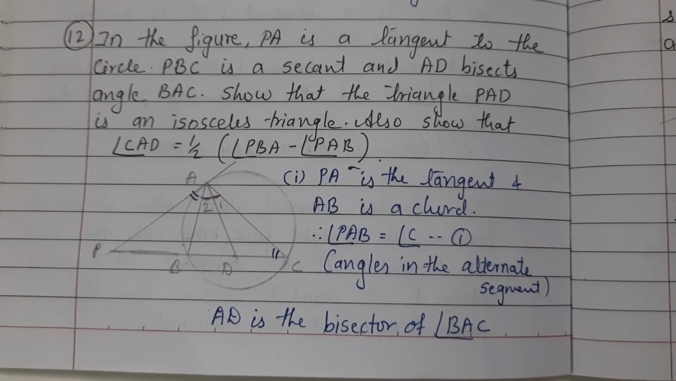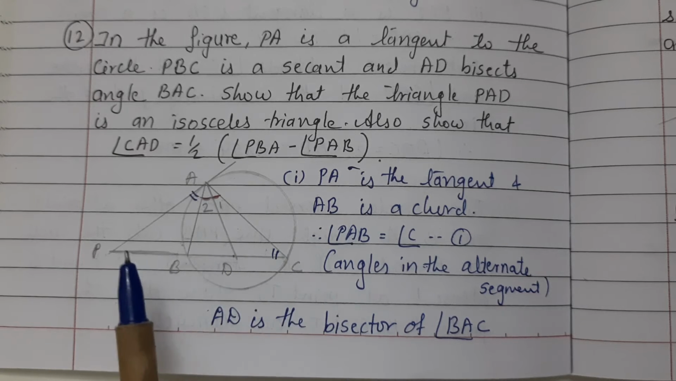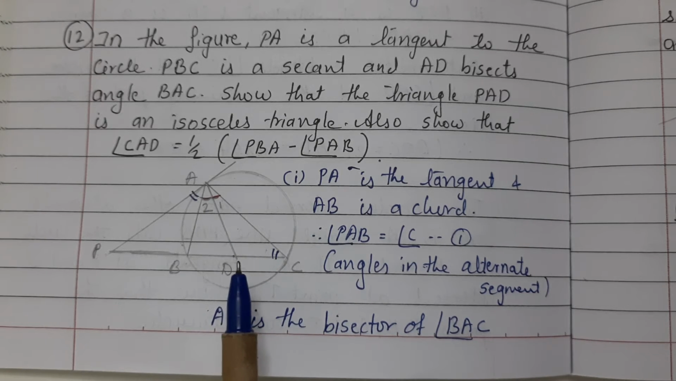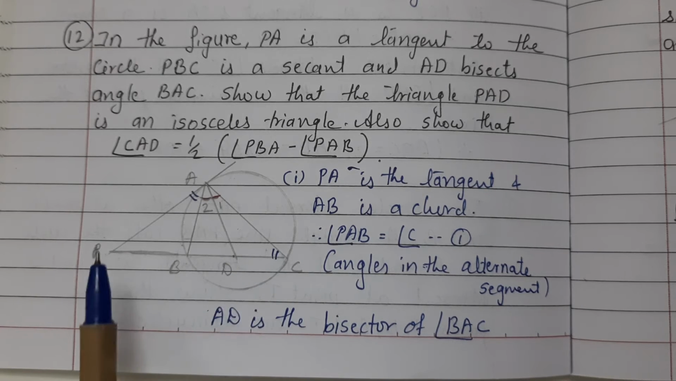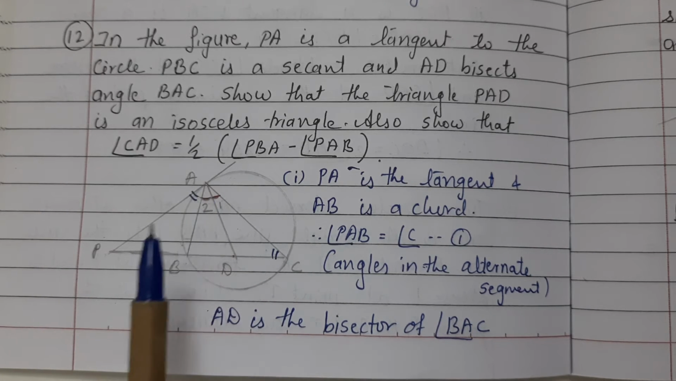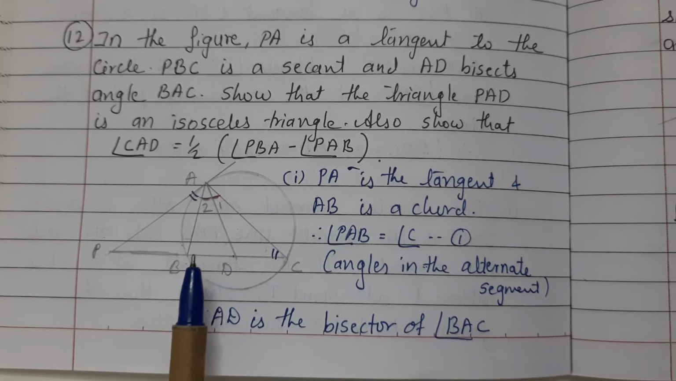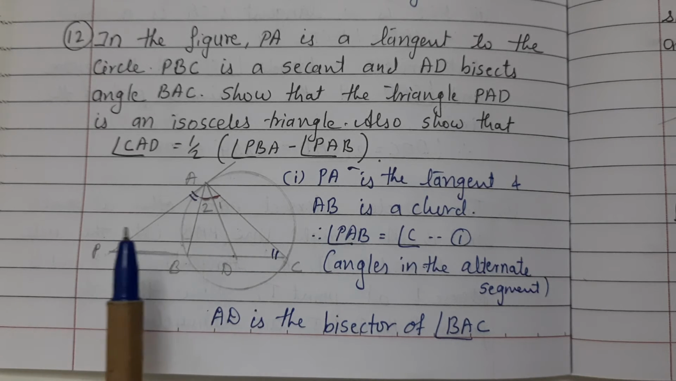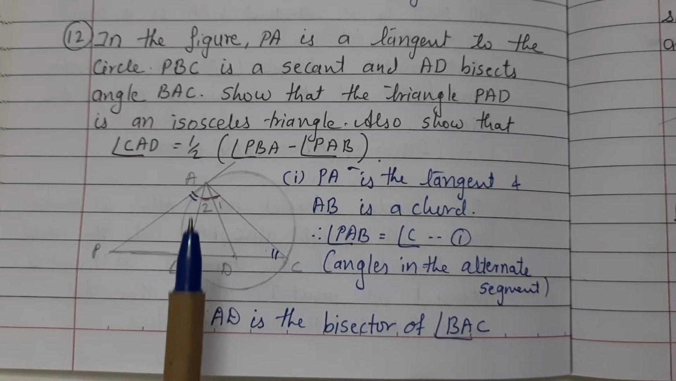Sum number 12. In the figure, PA is the tangent to the circle, PBC is a secant, AD bisects angle BAC. Show that triangle PAD is an isosceles triangle. Also show that angle CAD is half of angle PBA minus angle PAB. First part, PA is the tangent and AB is the chord.